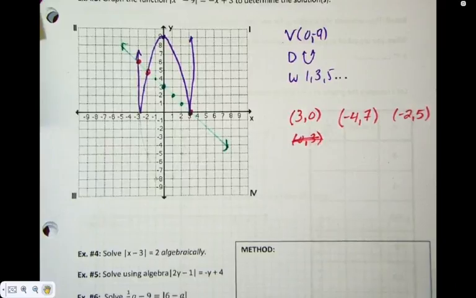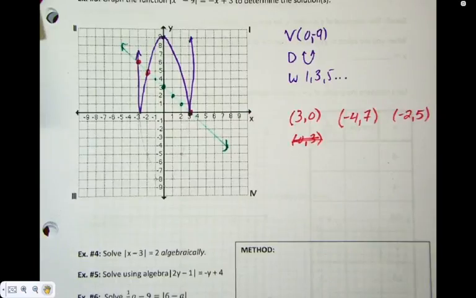Confirm. Questions? Yep, where the two cross. Questions so far? Algebraically.